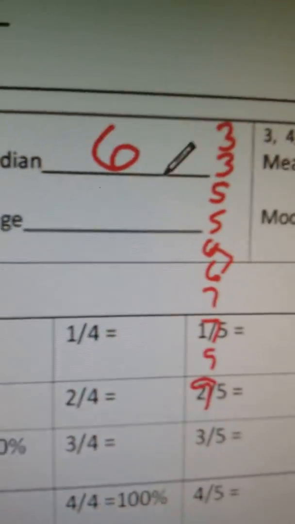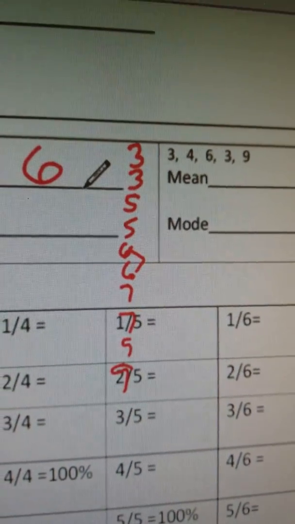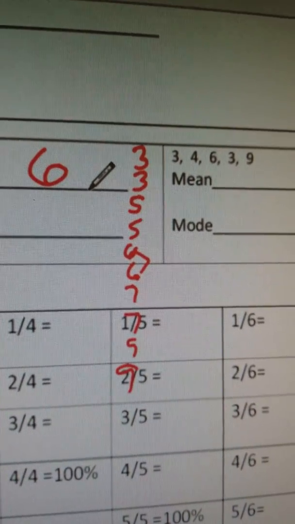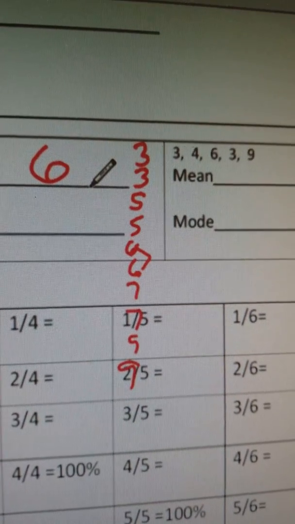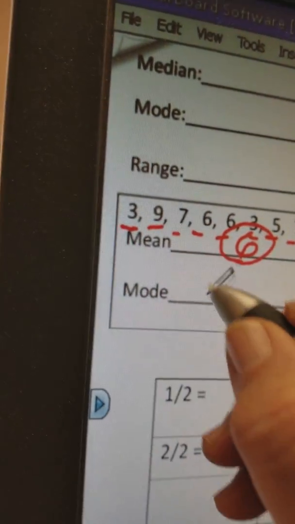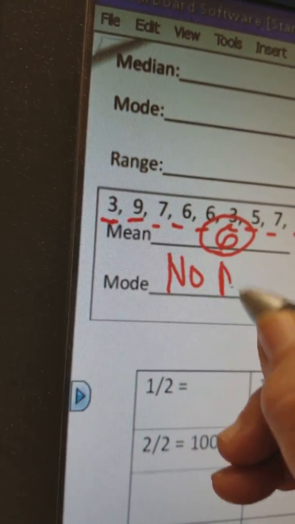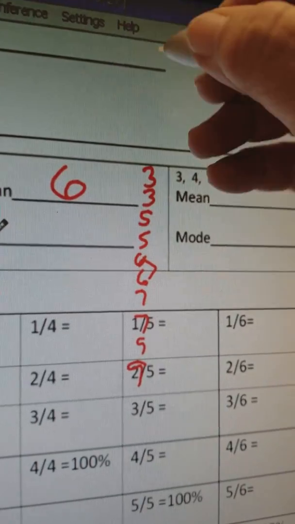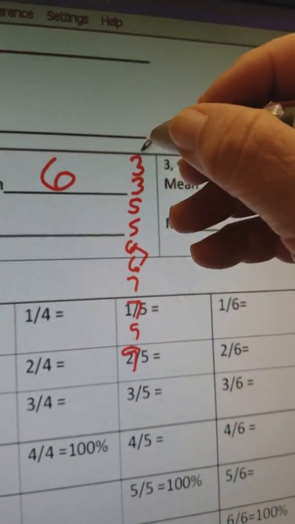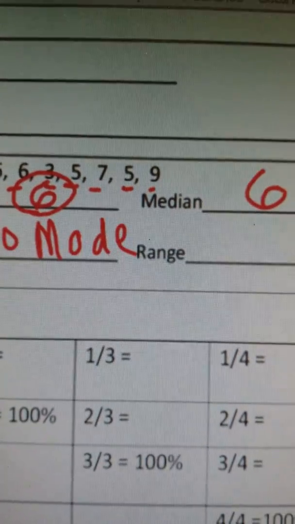It is your median. Now, mode doesn't say which one do I have a lot of. It says what I have the most of. There's not one number that I have the most of. I have the same number of 3s, 5s, 6s, 7s, and 9s. So there is no mode, which is very different from 0. A mode of 0 would say I had a lot of zeros up here, more zeros, and then I'd have the most zeros.